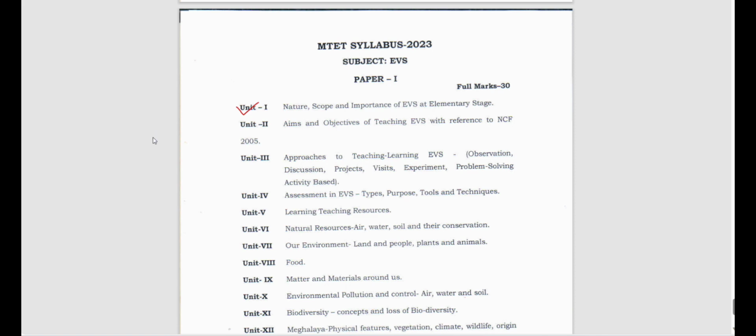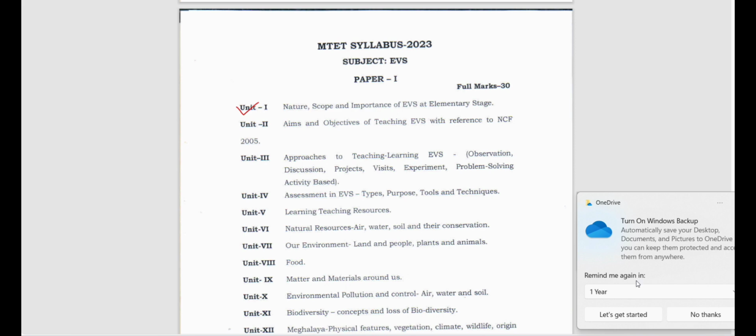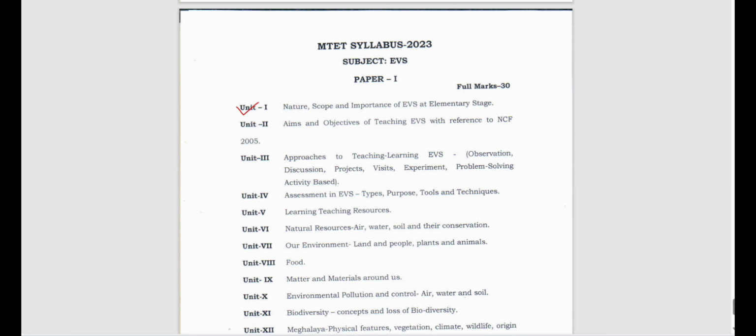Then we have to know the importance of the environment. What does environment mean? Does it mean only the biotic component, or only the abiotic components? Those things we have to understand. How to save the environment, how to protect it, how to take care of it. All these things we will learn in this unit 1.